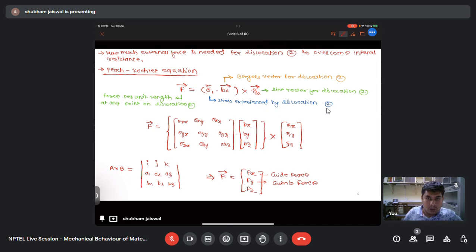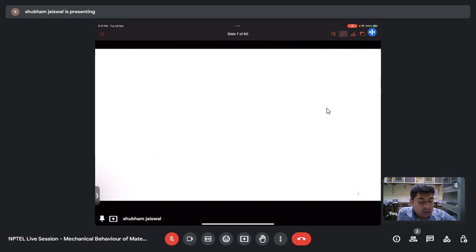So these are the things we have seen in the Peach-Koehler equation. Then after this we went on to see the interaction between dislocations. Okay. So the first case that we have seen is the interaction between two positive edge dislocations.